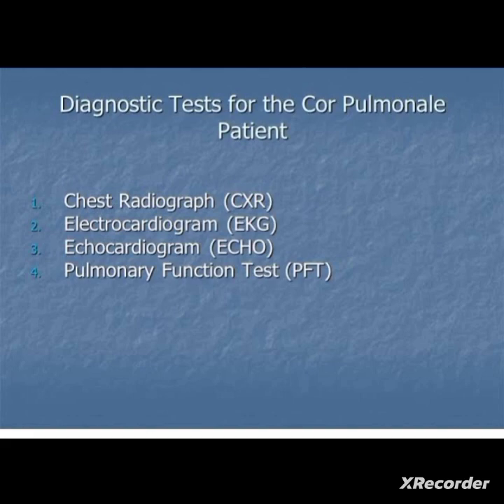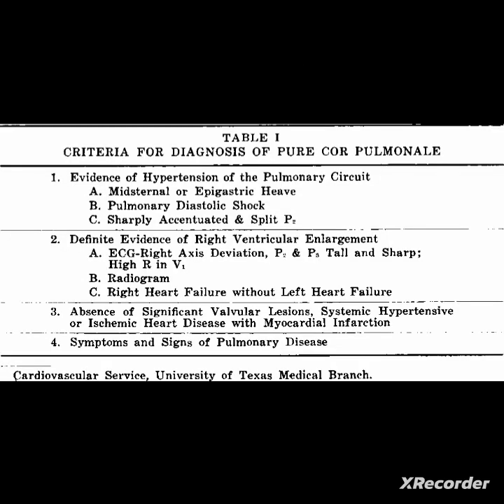The diagnosis for cor pulmonale is chest radiograph, electrocardiogram or EKG, then echocardiogram, then pulmonary function test. The exact diagnosis of cor pulmonale is by evidence of hypertension of the pulmonary circuit. There will be pulmonary hypertension. To identify that, we can see mid-sternal or epigastric heave, pulmonary diastolic shock, then sharp or split P2.